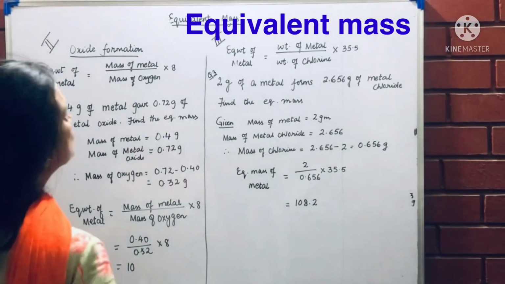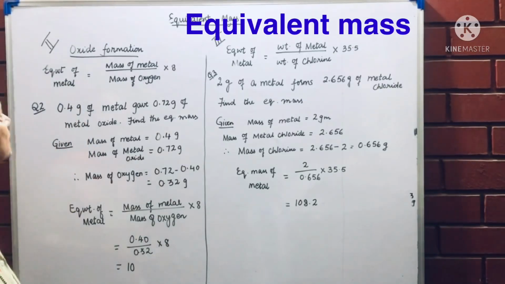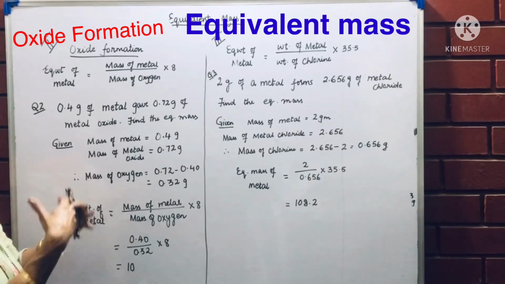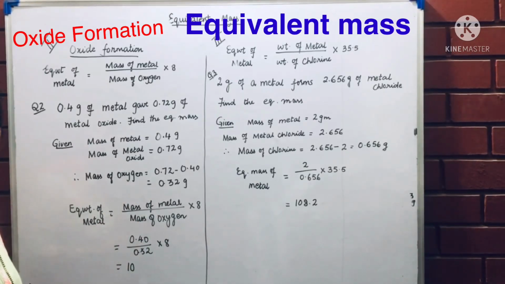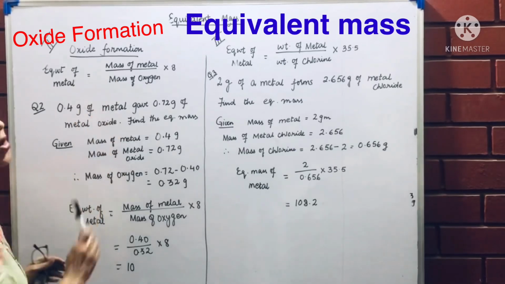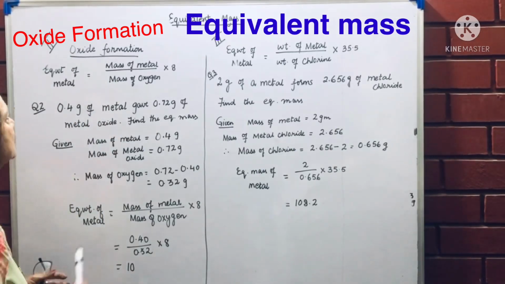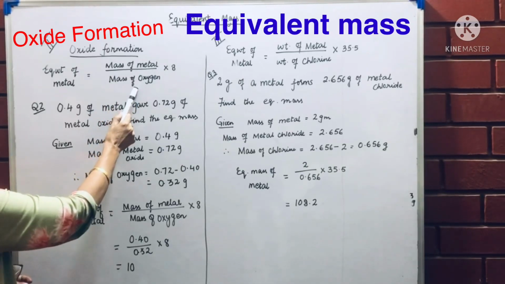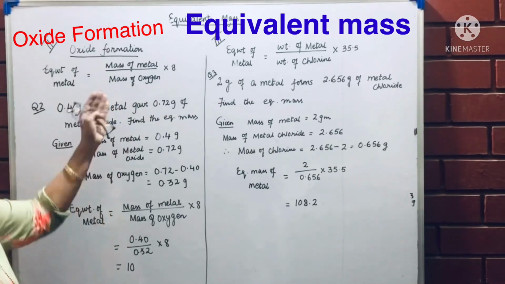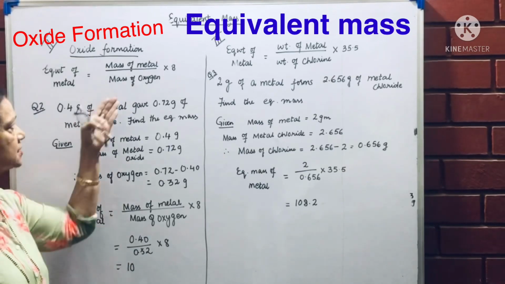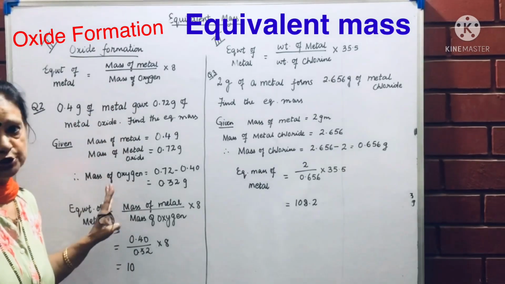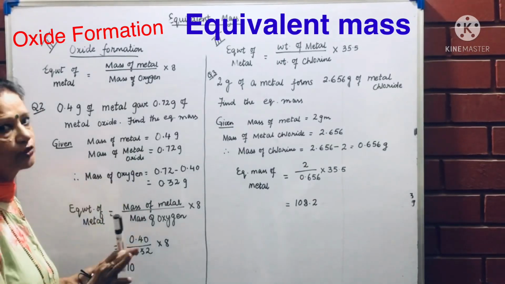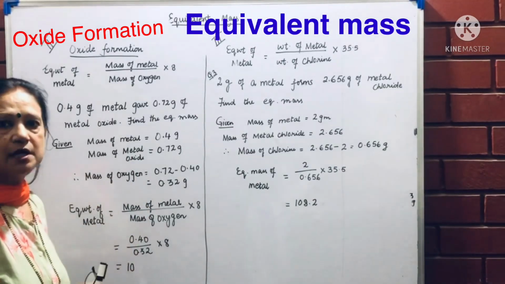Now the second method to calculate equivalent mass or equivalent weight is oxide formation. So if I'm saying a metal combines with oxygen and forms an oxide, metal oxide, in that case how are we going to find out the equivalent mass? So equivalent weight of metal is equal to mass of metal upon mass of oxygen into 8. Again careful, this is given as mass of oxygen, not volume of oxygen. If it is given as volume, we'll have to convert it into mass like we did in hydrogen.